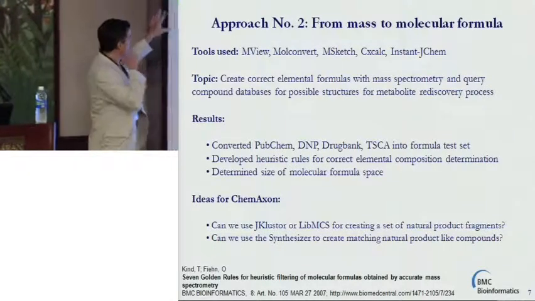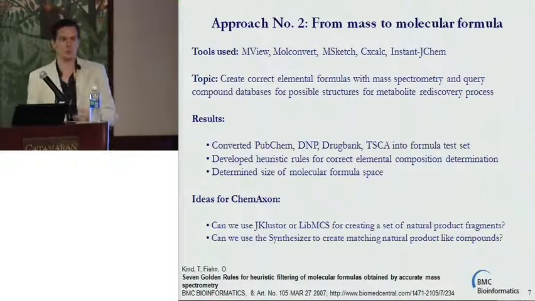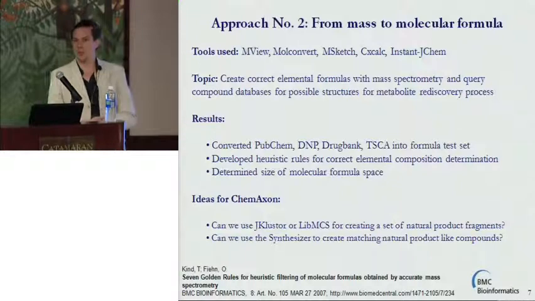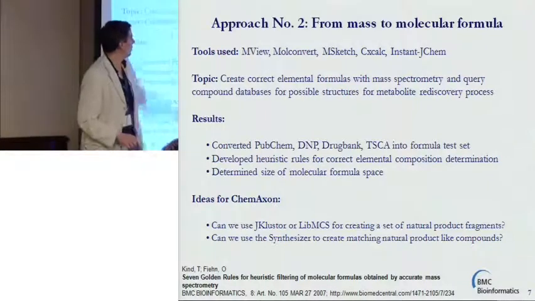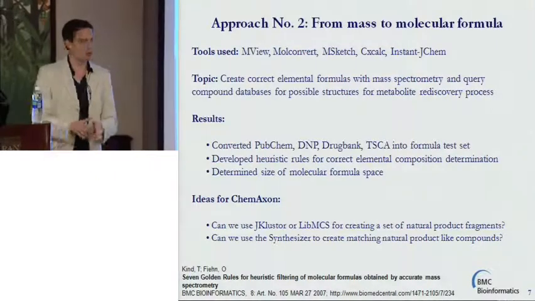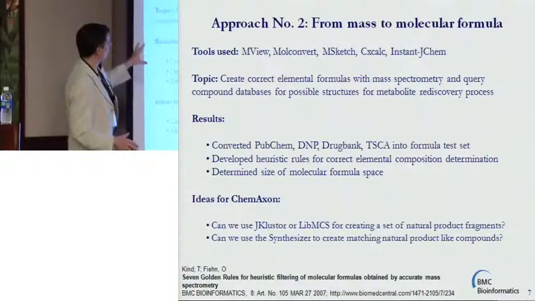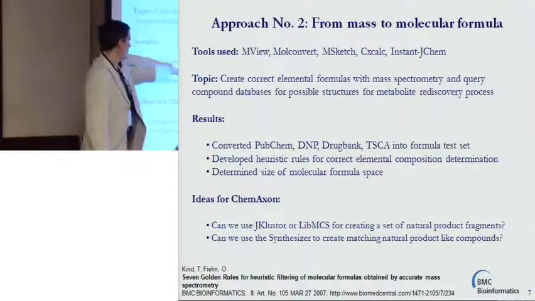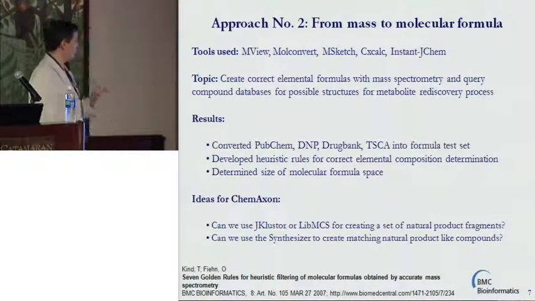The second approach, where we also used ChemAxon tools, was going from mass spectrometry to the molecular formula. That's what we usually do in mass spectrometry. We measure an accurate mass, and with that accurate mass we want to generate elemental compositions, hopefully correct ones. So we used a lot of MolConvert, all kinds of calculational tools. I mentioned the command line cxcalc tool, which contains all the property calculations from ChemAxon, and also Instant JChem, very important. So we try to create elemental formulas with mass spectrometry, and then query all those different databases like PubChem, Dictionary of Natural Products, DrugBank, TSCA, for getting possible structures we identified.